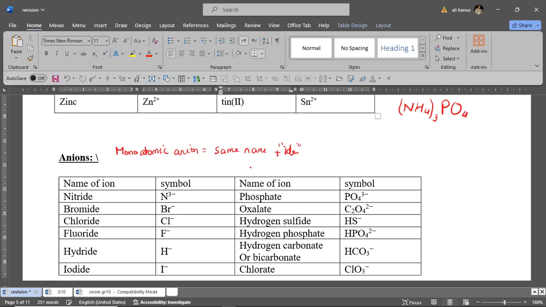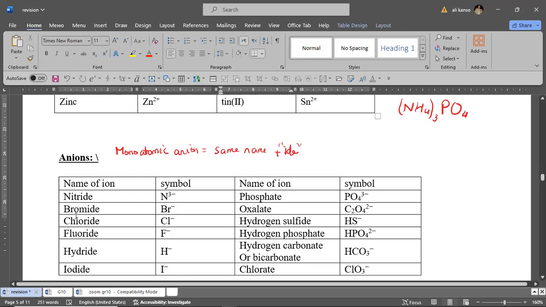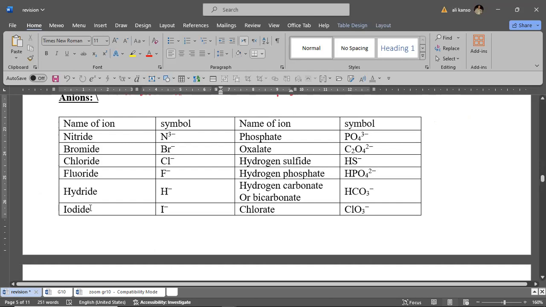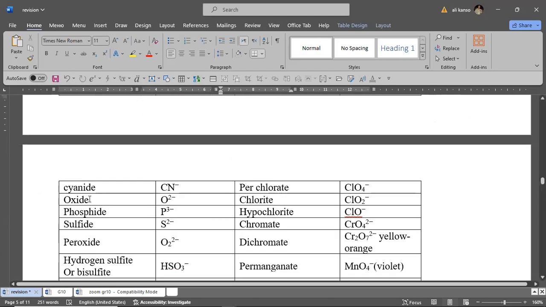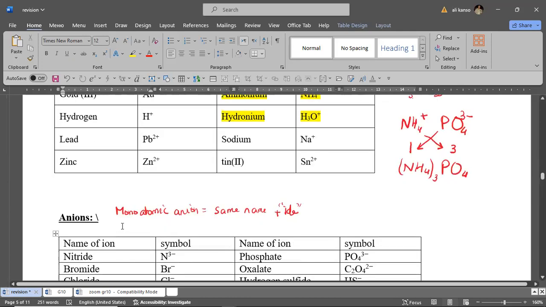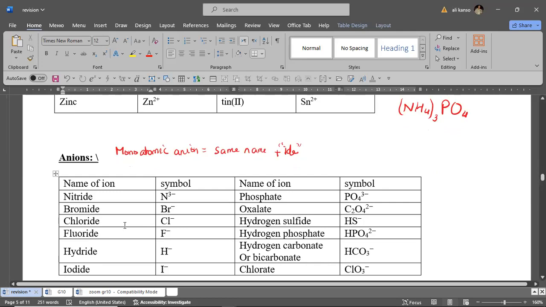What about nitrogen? The nitrogen, we say it is nitride. Bromine, bromide. The last 3 letters must be IDE. Fluorine, fluoride. Hydrogen, hydride. Iodine, iodide. Oxygen, oxide. Phosphorus, phosphide. Sulfur, sulfide. These are the monoatomic anions.